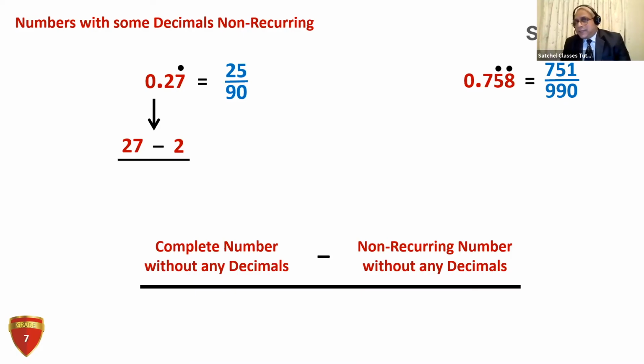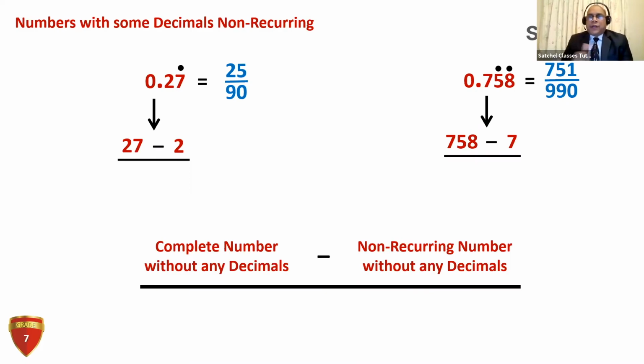Let's look at the second example, 0.758. So what's the complete number? It's 758. What's the non-recurring number? In this case, it is 7 because 5 and 8 are recurring. So 7 is the non-recurring number. And hence, your numerator is 758 minus 7, which is 751. Did you see that? Now let's get the denominator sorted.